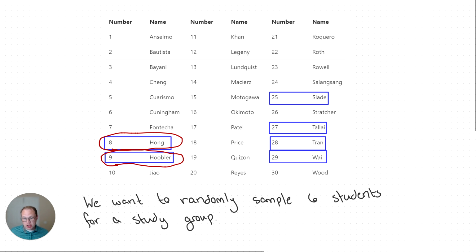That's one of the people it could have picked, and it picked it randomly. And then it was 29, and then 28, then 27, and then 25. And so that's simple random sampling. It's just randomly selecting at each step. And we saw how to do that with a computer.